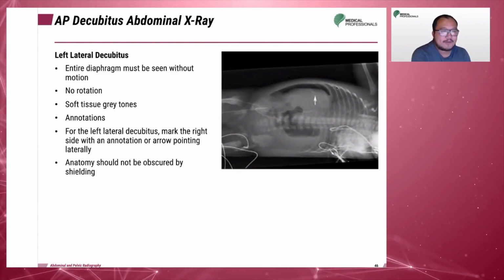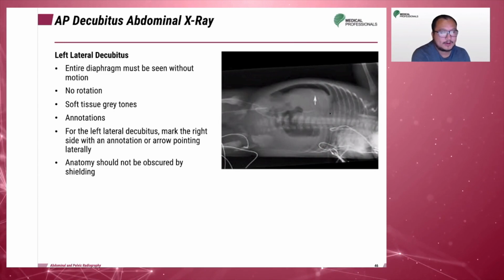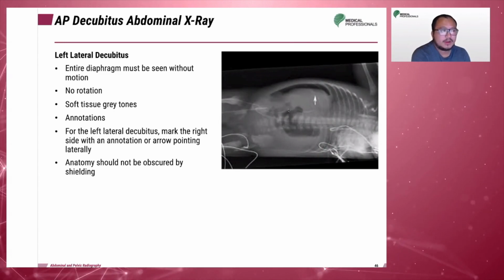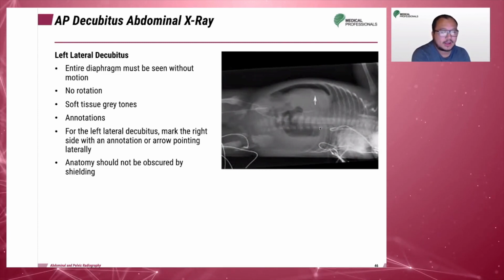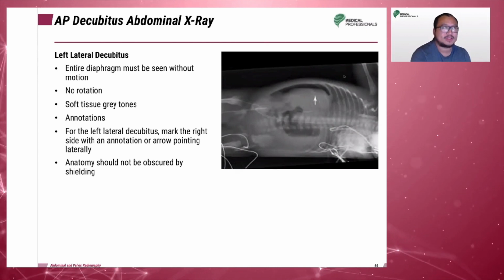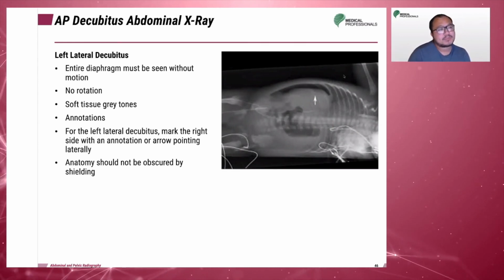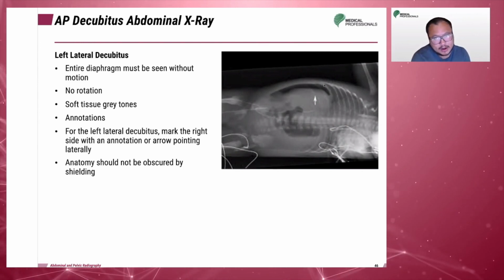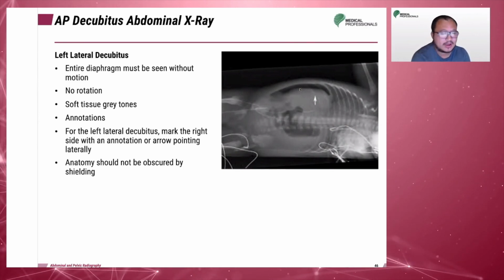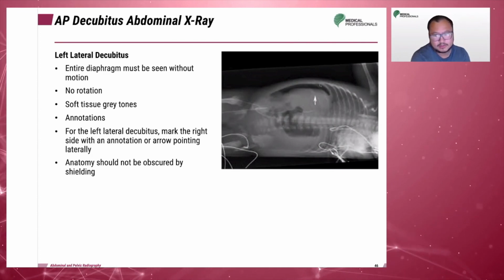The entire diaphragm should be seen, okay, without motion. No rotation, soft tissue gray tones. We should be marking the right side, right? Because the right side will be up in a left lateral decub, okay? And you can see here, there's that air that we were talking about in the peritoneal cavity, okay? So there's that air, all right?